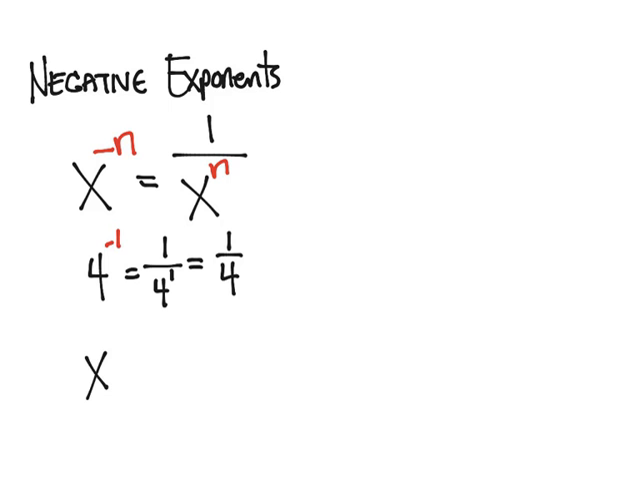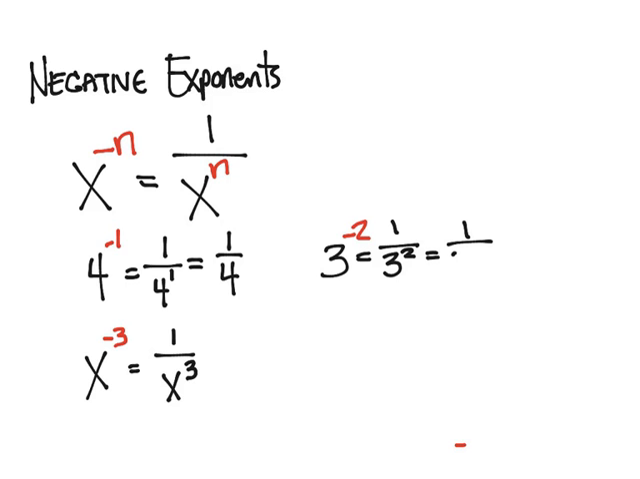X raised to the power of negative 3 can be rewritten as 1 divided by x to the 3rd. In this case, since we don't know what x is, we'll leave it as 1 divided by x to the 3rd. 3 to the negative 2nd power would be rewritten as 1 divided by 3 squared. Since we know that what squared means is that it's 3 times 3, that simply is 1 divided by 9.